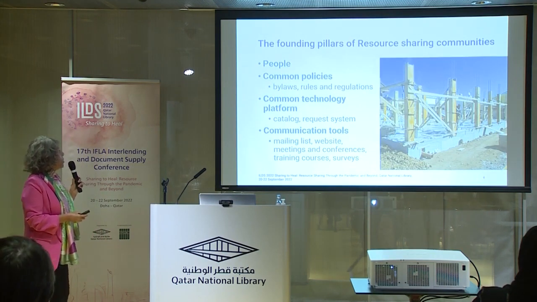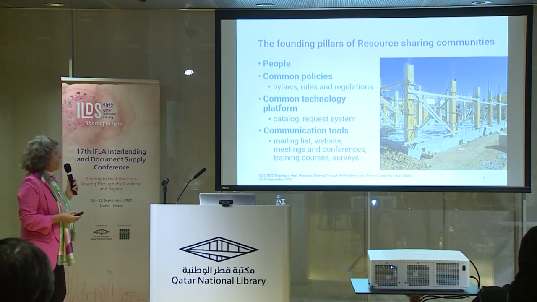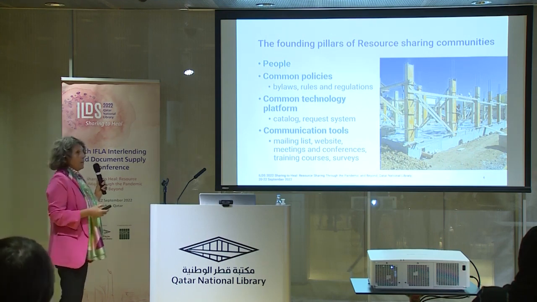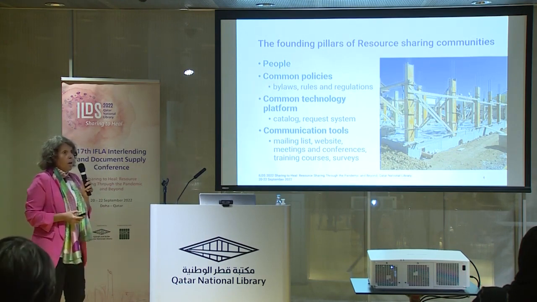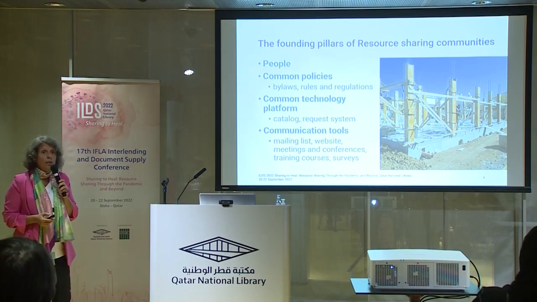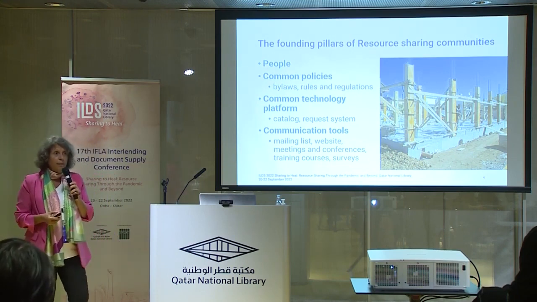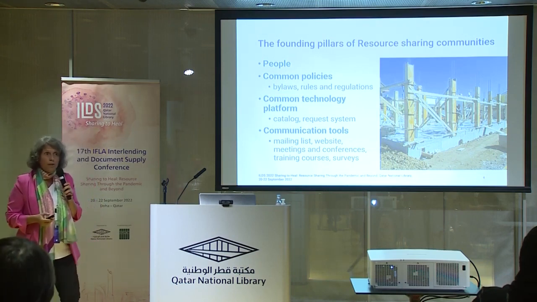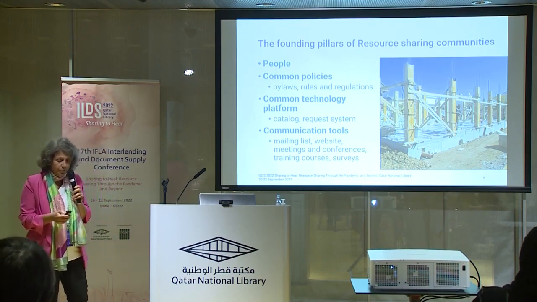Which are the founding pillars of resource sharing communities? There are four. People is the most important thing of a resource sharing community: librarians. Then to have common policies. These usually are under the frame of bylaws or rules and regulations. What are bylaws? The bylaws exist to support and to enhance the functioning of the communities. Usually in the bylaws they define the use of ILL content, and usually libraries may use ILL content under their country's legislation, usually framed under exceptions of research and education only.